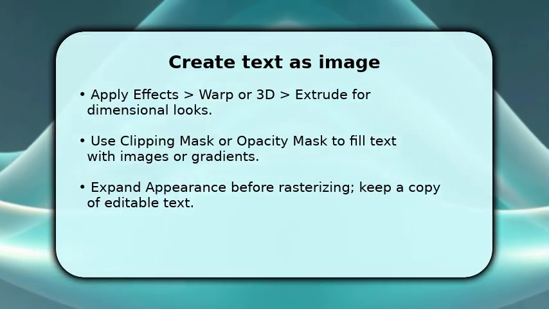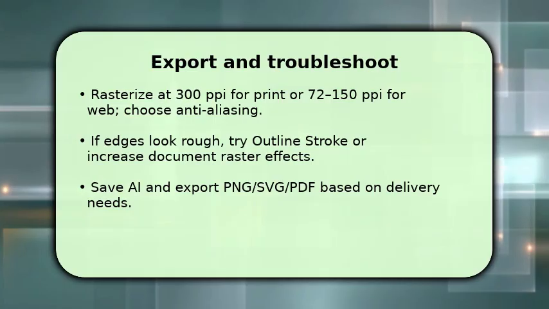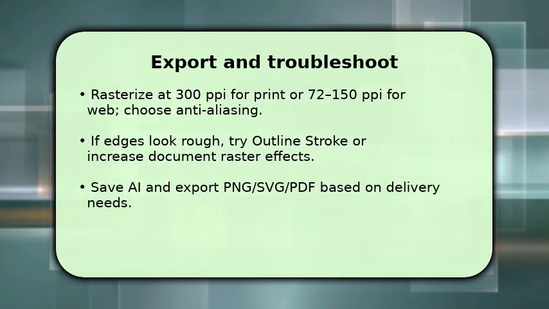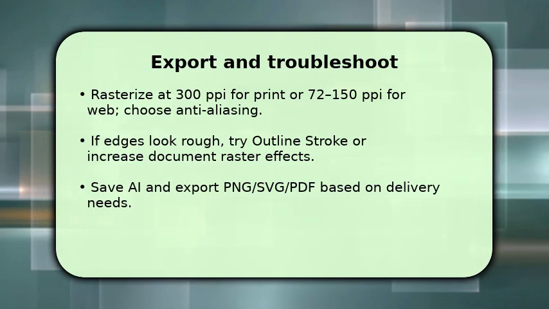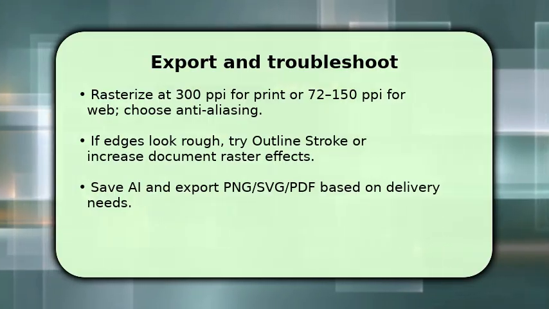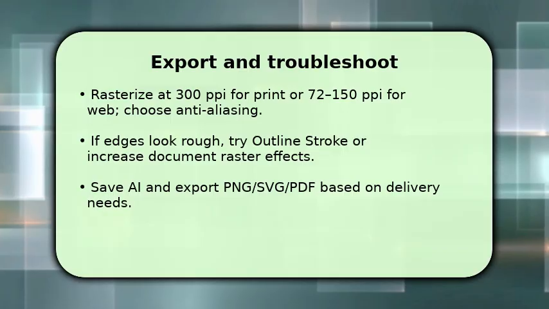Finish by preparing final files. Rasterize or export based on output, PNG or JPEG for raster, SVG or PDF for vectors. Choose appropriate resolution. For print, use 300 ppi and check anti-aliasing. Once exported, inspect edges and colors.